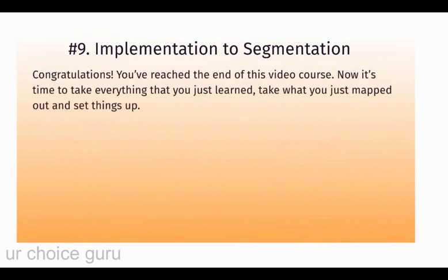Congratulations, you've reached video number 9, which is the implementation to segmentation. So this is the end of the video course, and now what we need to do is take everything that you learned up until this point, what we mapped out in the previous video, and begin to get an idea of how to set things up. We're not going to show every single detail, but we're going to show you the process of what you need to do to set things up. We'll show you the form and action, how to set that up, how to set up conditional rules so that you can direct people to different places. And we'll show you what email autoresponders to use.